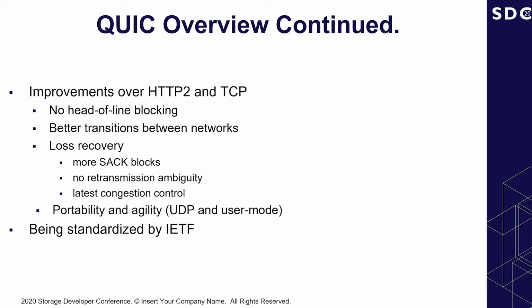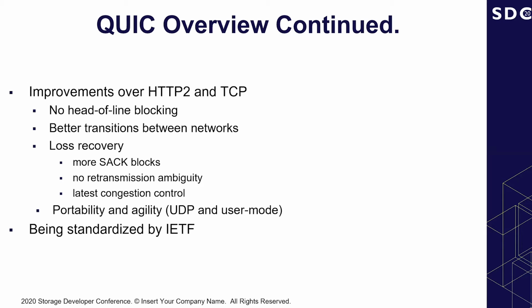And following are a few of the improvements that QUIC provides over HTTP2 and TCP. One of the primary benefits is no head-of-the-line blocking. As I mentioned earlier, there's this concept of a session in QUIC, and within the session, you can have one or more connections. And within each connection, you can have one or more streams, and each stream can be bidirectional or unidirectional. And these streams can be multiplexed. So if you have a large packet and a few smaller packets, because of this multiplexing, your smaller packets don't have to be blocked until your larger packet is delivered.